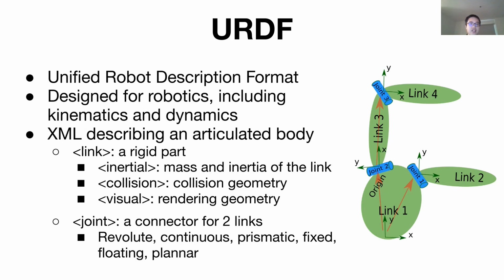In it, a link tag represents a rigid part, which can have properties such as inertial, collision, and visual geometries. A joint tag represents a connector for two links. There are many types of joints, including revolute, continuous, prismatic, fixed, floating, and planar joints. Except for floating, each joint type would restrict some degrees of freedom of the connected bodies.